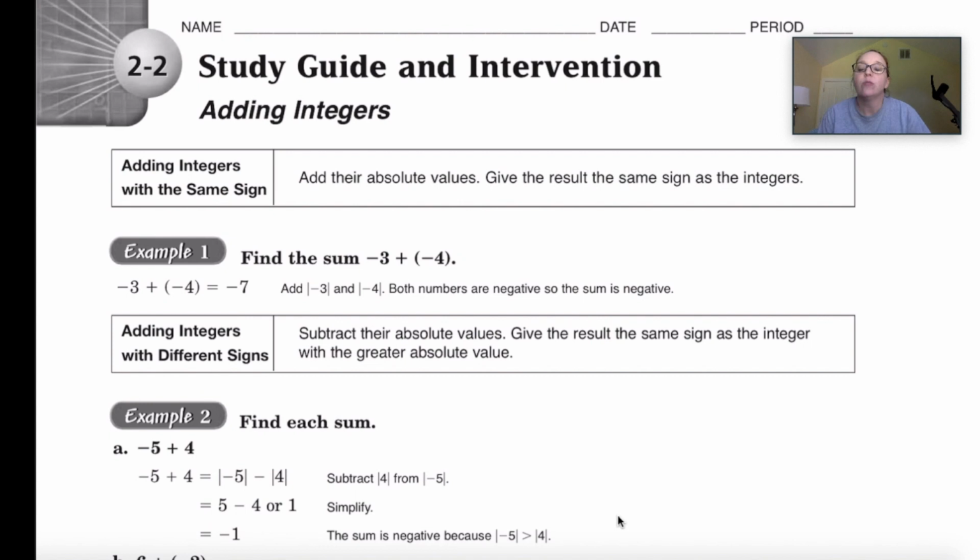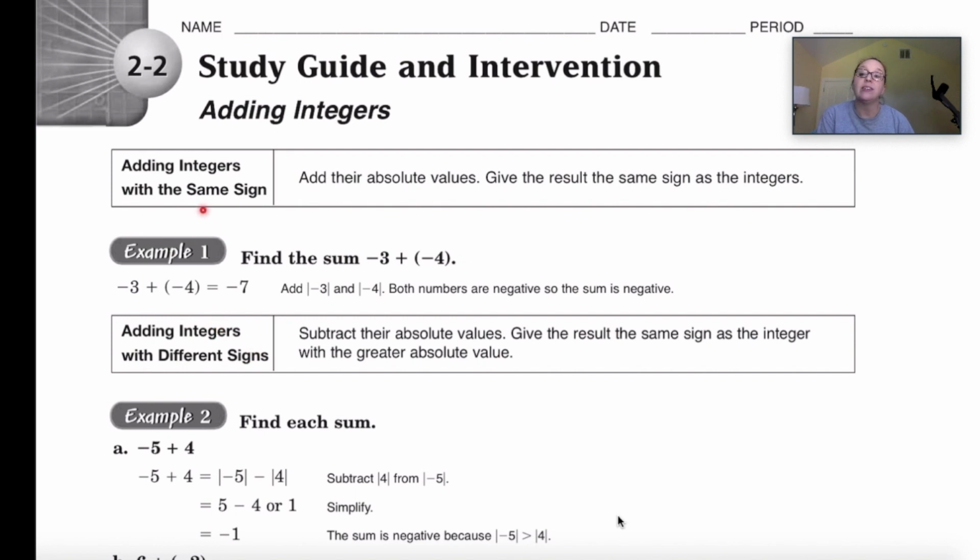Okay, now we're going to do the lesson on adding integers. Hopefully this is a review for you. So let's look at the information at the top here. There are two boxes. One talks about how to add integers that have the same sign, and the other box talks about how to add integers that have different signs.